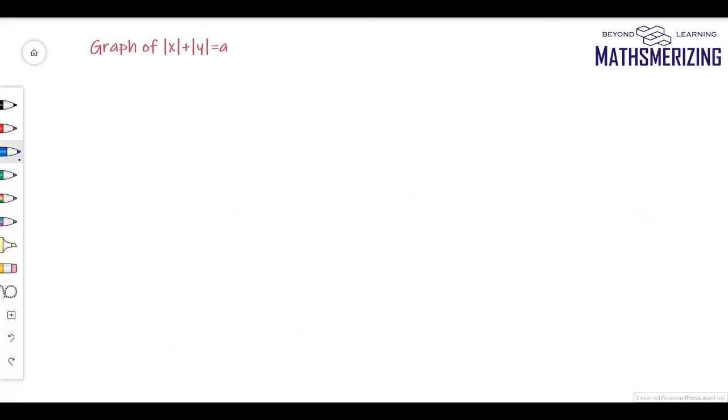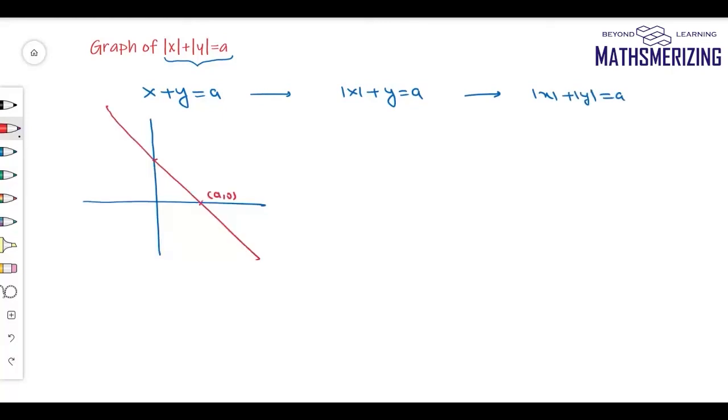Now, one of the very important graphs which is generally used in area and straight lines is the graph of mod of x plus mod of y equals a. So here my basic graph will be x plus y equals a, and then I'll take the transformation of x, and then I'll take the transformation of y also. So mod x plus mod y equals a. Let a be a positive number. I'll draw the line x plus y equals a. So this point will be (a, 0), and this point will be (0, a).